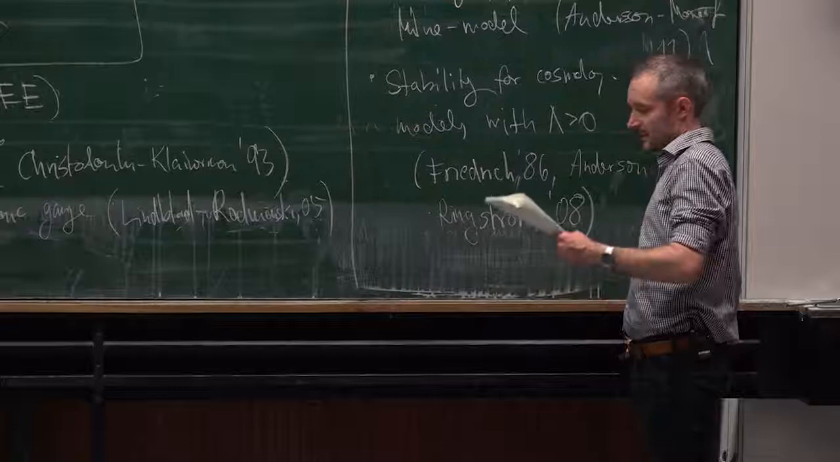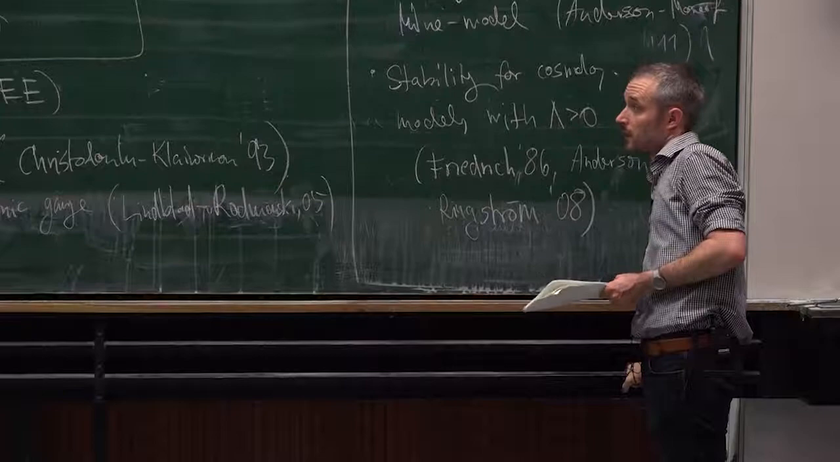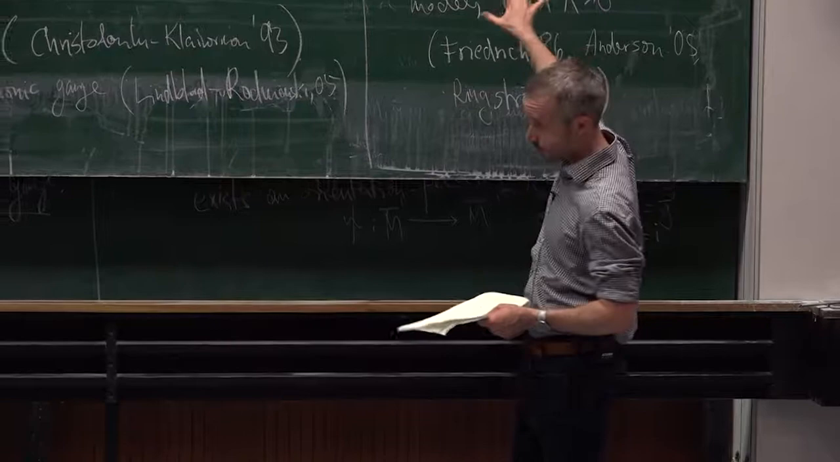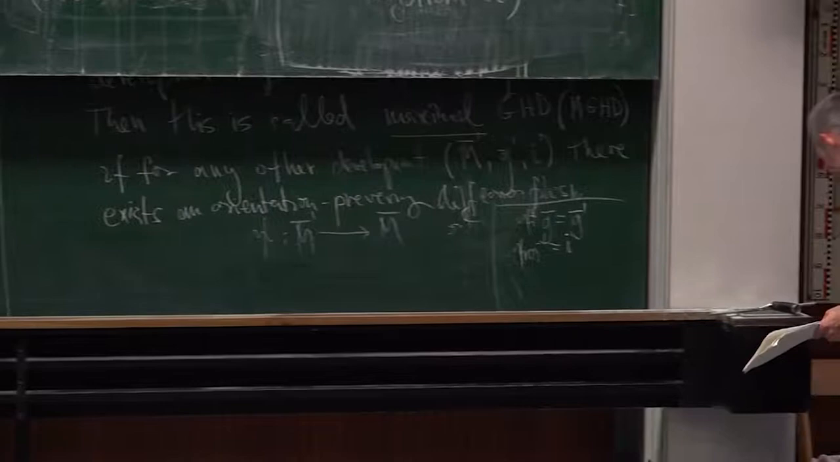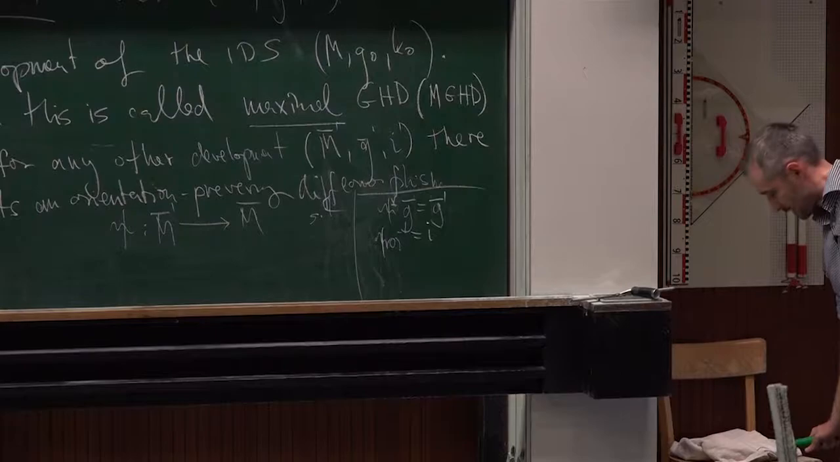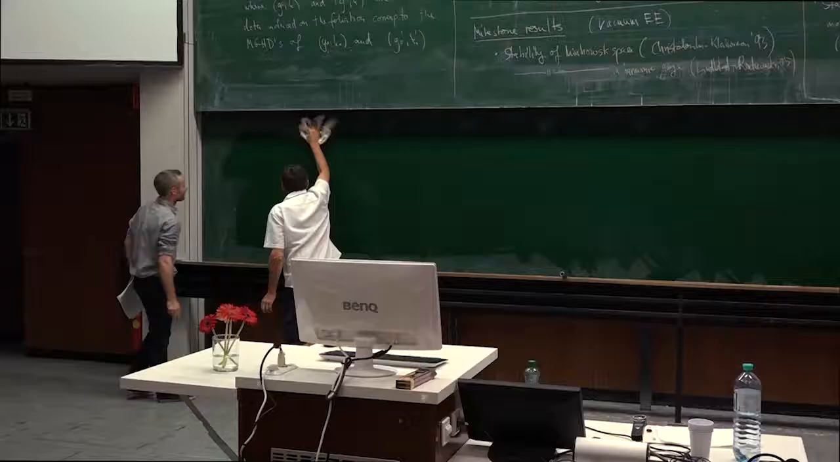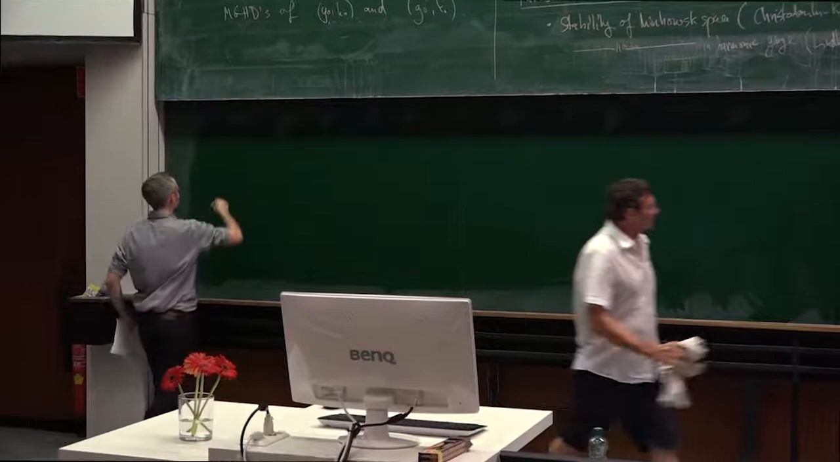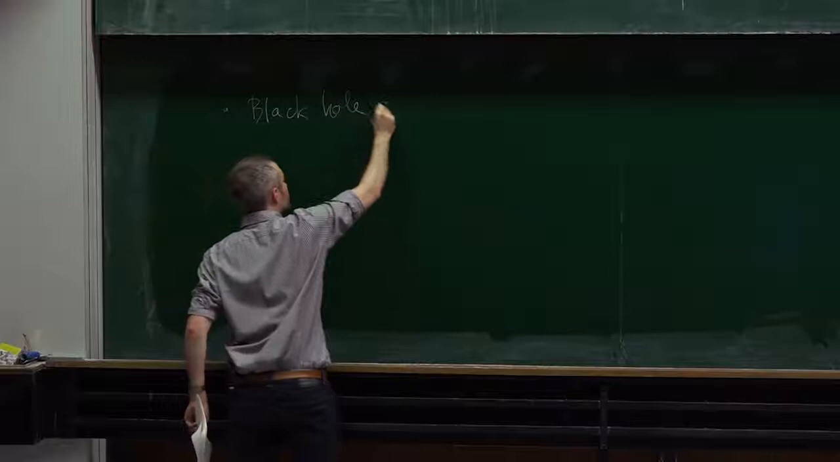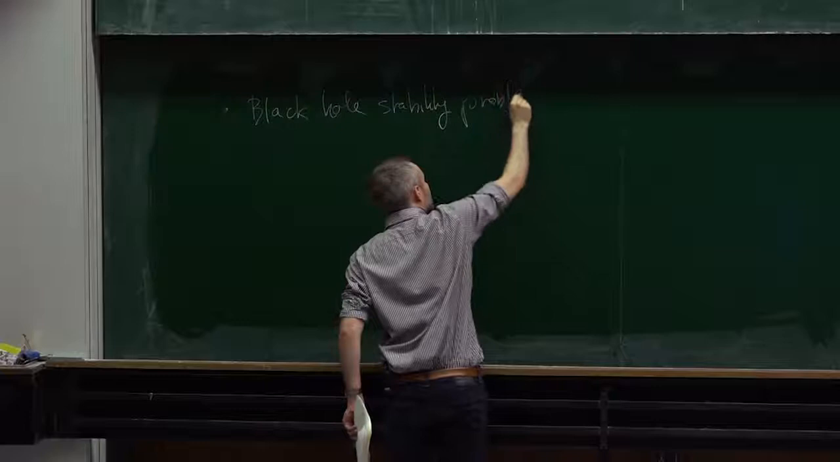So there is one other area in this field, except for Minkowski stability and cosmological models, and that is probably the most interesting, or let's say, the most difficult problem when it comes to stability that people are studying at the moment. And I would like to also mention that problem briefly. And that is the so-called black hole stability problem. That is still not resolved.